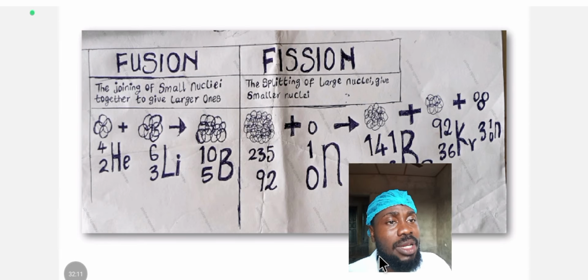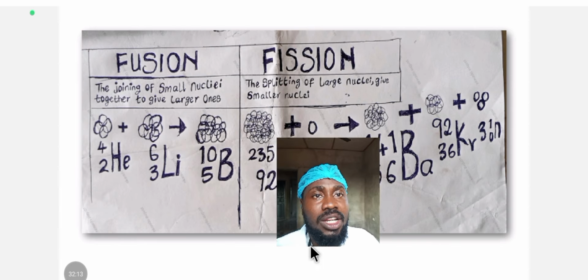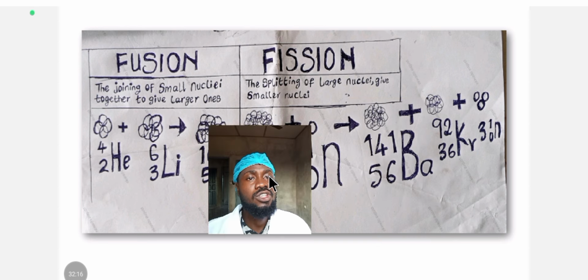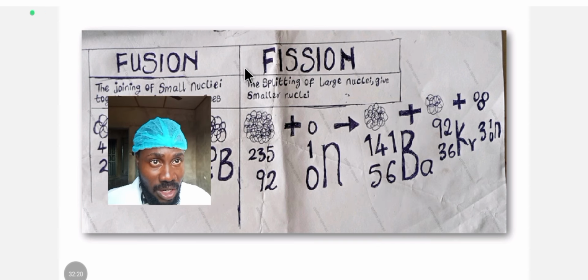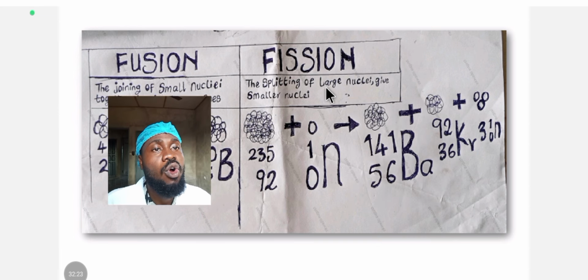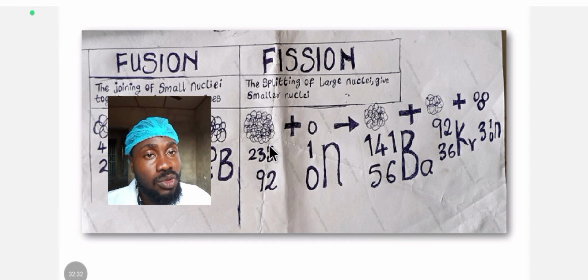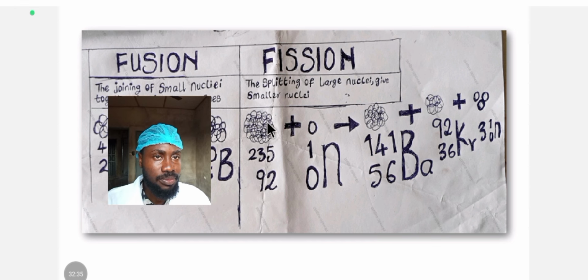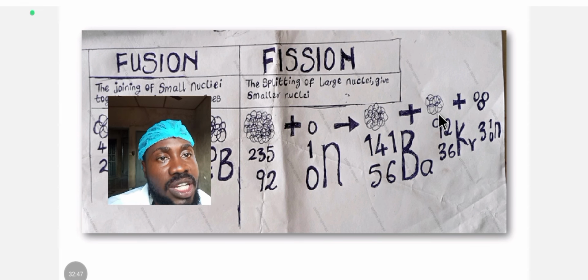Now, let's look at the diagram illustrating nuclear fusion and fission. But let's look at nuclear fission first, because we treated it first. You can see the illustration: the splitting of large nuclei to give smaller nuclei. And those smaller nuclei are lighter. That is the aim. You split the big nucleus to give you smaller ones. Here we have a big nucleus. It was split and it gave us smaller ones, small one 1, small one 2, and particles. The particles are released as energy.